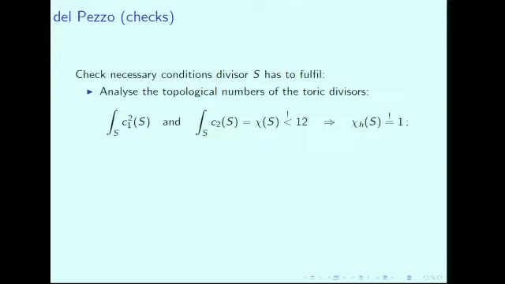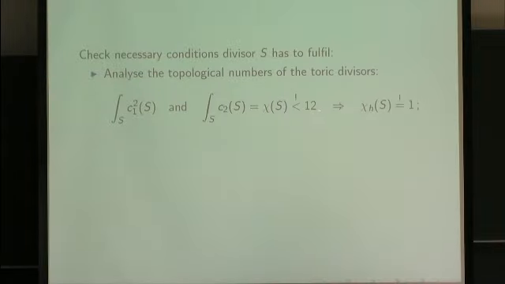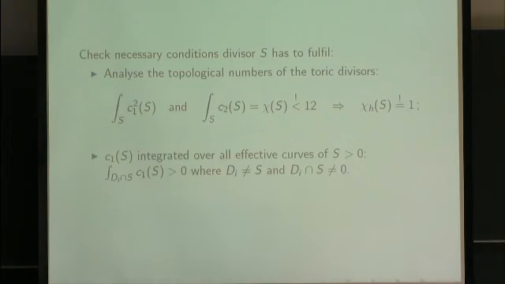So how do we search for del Pezzos? First of all, for a divisor to be del Pezzo, it has to fulfill some topological conditions. So the Euler number of the divisor has to be smaller than 12, and the holomorphic Euler number of the divisor has to be 1. And further, as I said already, it has to be positively curved. So C1 of the tangent bundle integrated over every effective curve has to be positive.